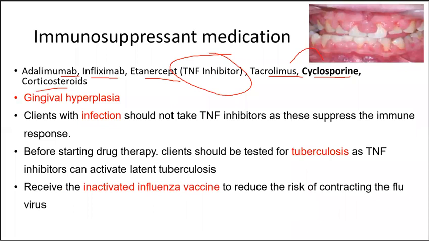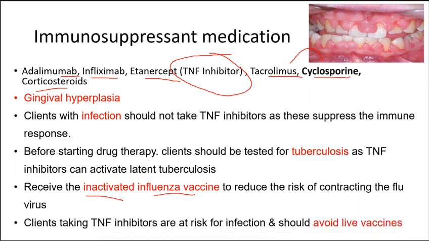You also want to make sure your client receives the inactivated influenza vaccine, and this is going to help to reduce the risk of contracting the flu virus. Again, that immunosuppressive response needs to be taken into consideration because if we give them the live vaccine, it could cause a problem in this client. So clients taking TNF inhibitors are at risk for infections and they should avoid live vaccines. So with the flu vaccine, we want to give them the inactivated influenza vaccine.